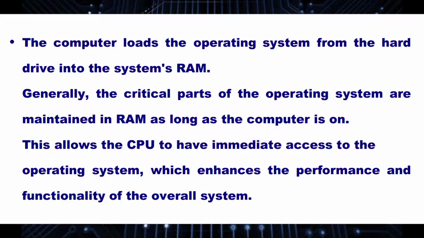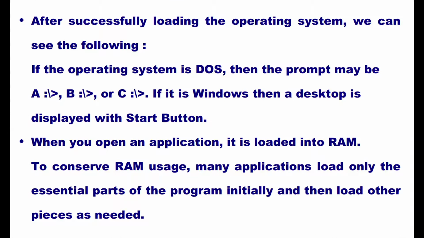Generally, the critical parts of the operating system are maintained in RAM as long as the computer is turned on. This allows the CPU to have immediate access to the operating system, which enhances the performance and functionalities of the overall system. After successfully loading the operating system, you can see the prompts. If the operating system is DOS, then the prompt may be A, B or C. If it is Windows, then a desktop is displayed with a start button.